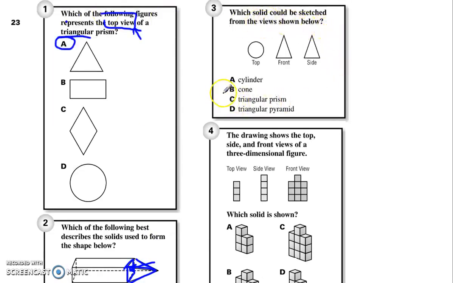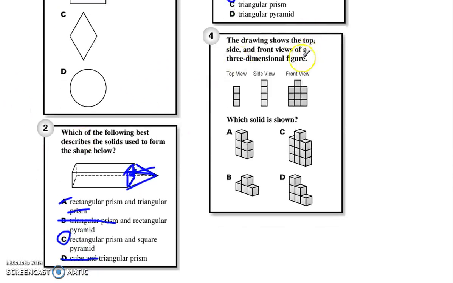This was pretty easy. That's a cone. Right? And then, yeah, well, this one, okay, that's C.